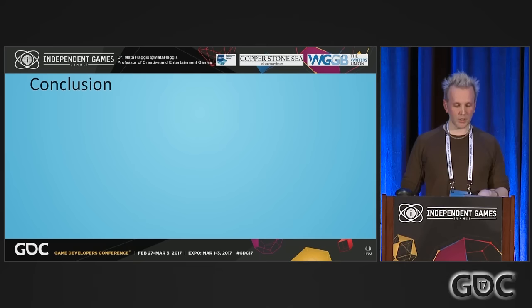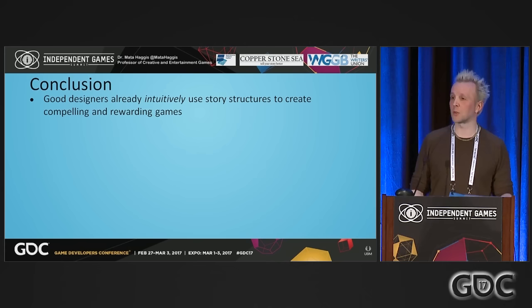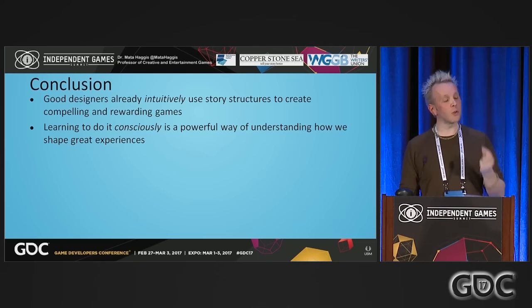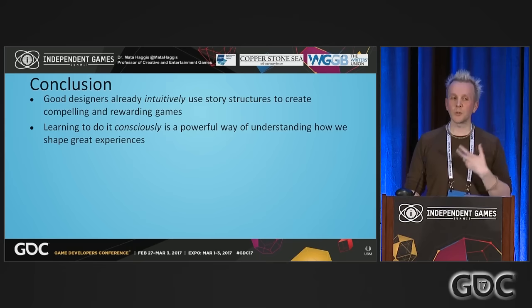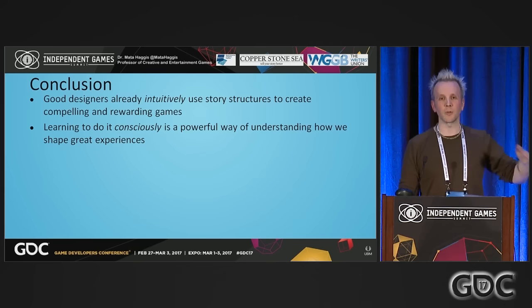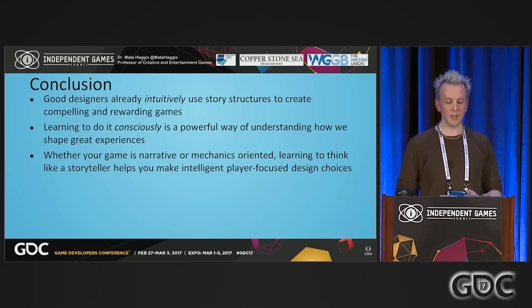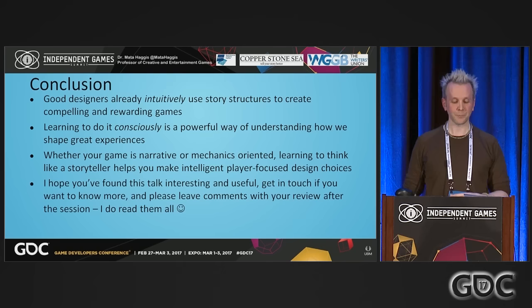Good designers already intuitively use story structures to create compelling and rewarding games. Learning to do so consciously, though, I think is a powerful way of understanding how we shape great experiences. Using stories consciously, understanding this tension arc that people go through, that it is peaks and troughs, not a straight line, is a really important thing to do. So whether your game is narrative or mechanics oriented, learning to think like a storyteller helps you make intelligent, player-focused design choices. I hope you found this talk interesting and useful.